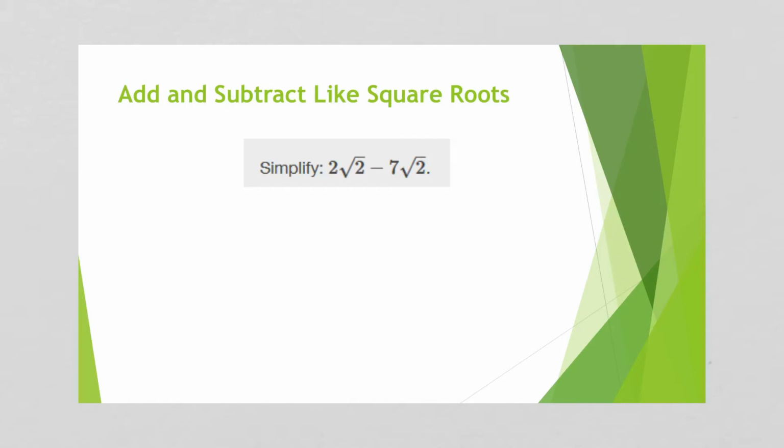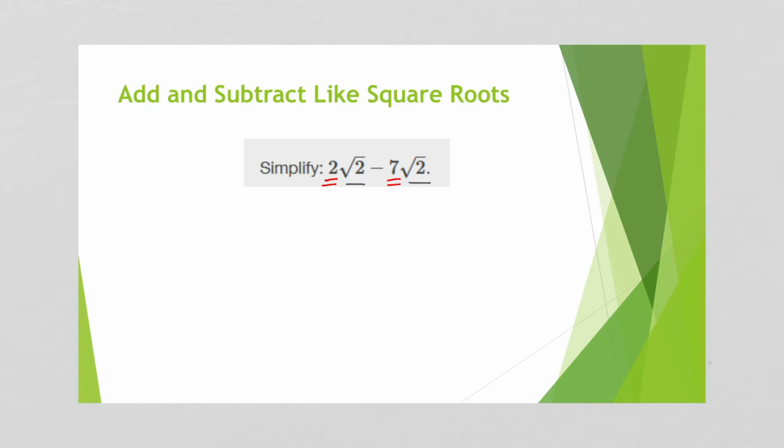Called like terms because of what is under the radical sign. Notice the exact same thing is under the radical, which is a 2, okay? That means that we're allowed to do the operation that's going on in the problem. So 2 square roots of 2 take away 7 square roots of 2. The only thing that you're going to subtract here is the terms in the front of the radical, all right? Do not touch what's under that radical.